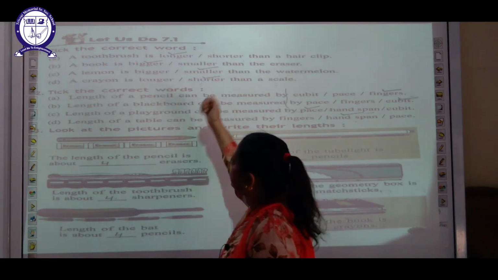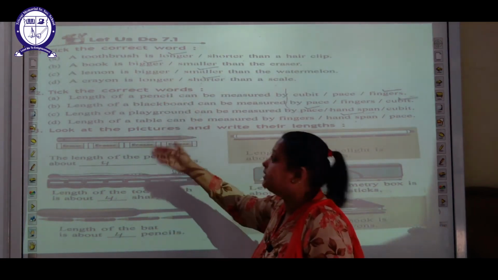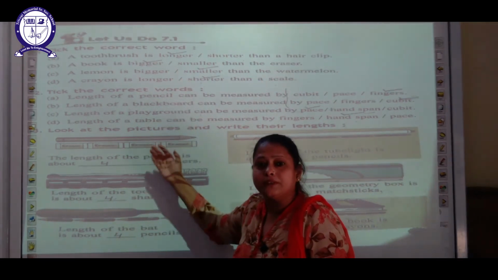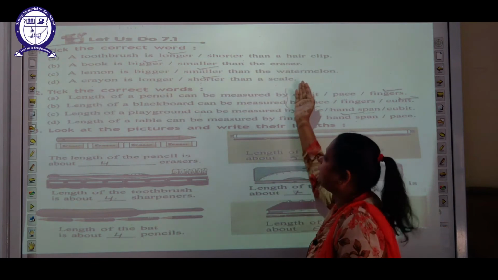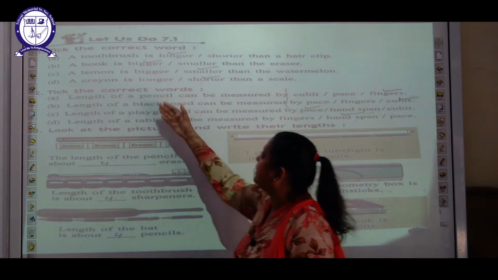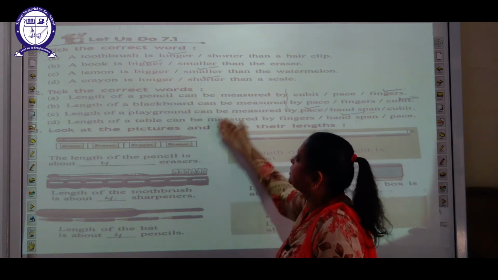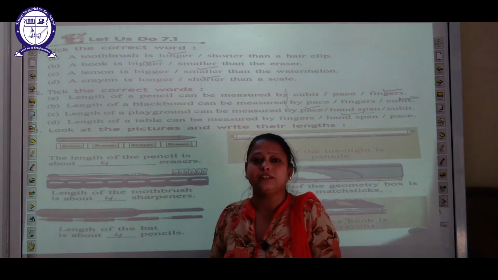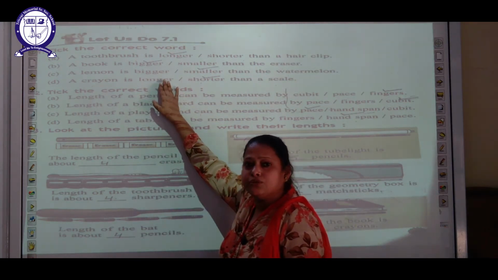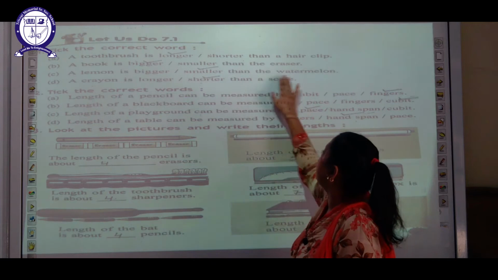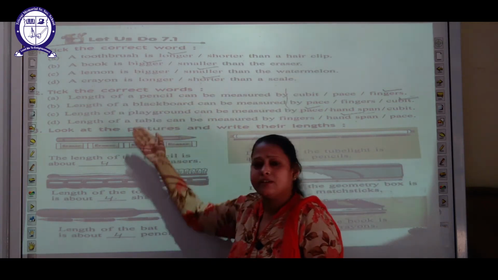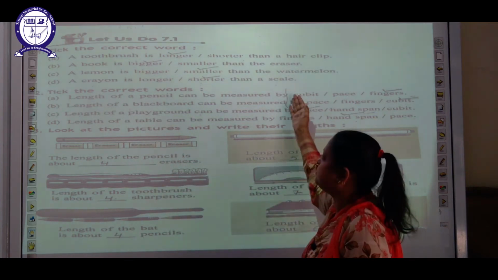Tick the correct word. A toothbrush is, students, longer or shorter than a hair clip? Longer. A toothbrush is longer than a hair clip. Next, a book is bigger or smaller than the eraser? Students, a book is bigger than the eraser. A lemon is, students, bigger or smaller than the watermelon? The right answer will be smaller, because a lemon is smaller than a watermelon.